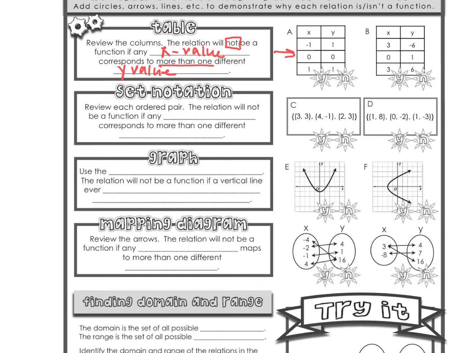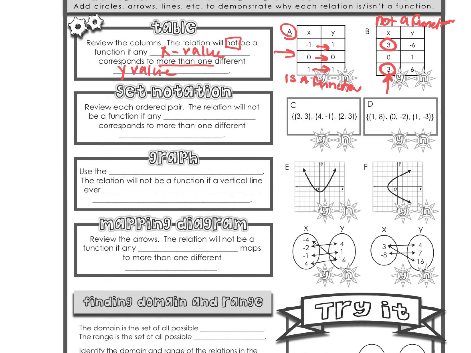So in the set of coordinates on A, -1 maps to +1, 0 maps to 0, and 1 maps to 1. So this is a function. If you look at B, 3 repeats. So this is not a function.